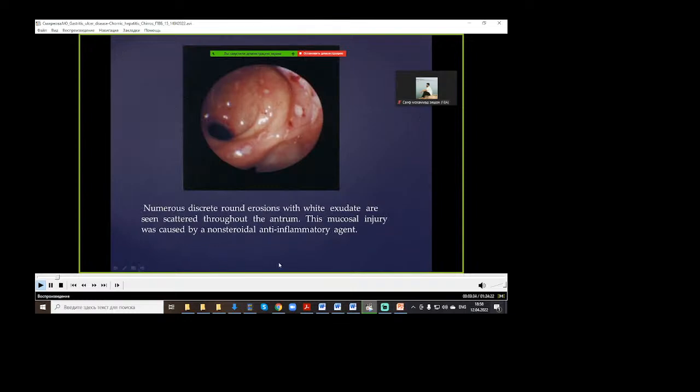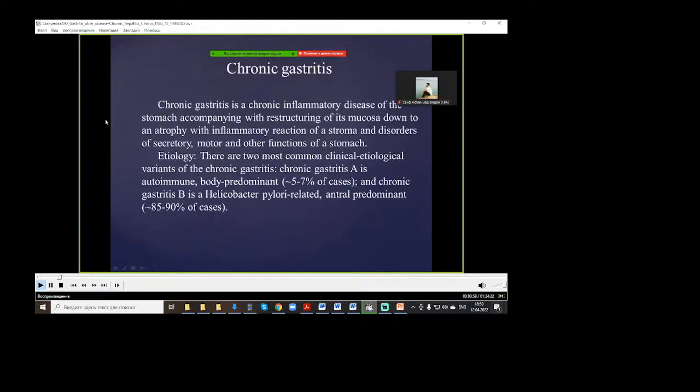This slide illustrates numerous discrete round erosions with white exudate in the antrum of the stomach. This mucosal injury was caused by non-steroidal anti-inflammatory drugs. These are erosions, white with blood streaks, bleeding. That's all about acute gastritis.